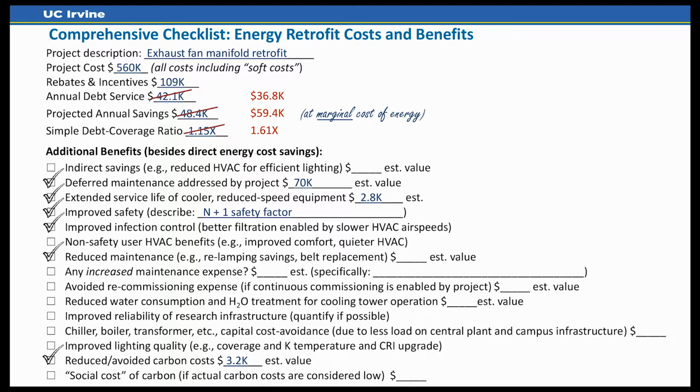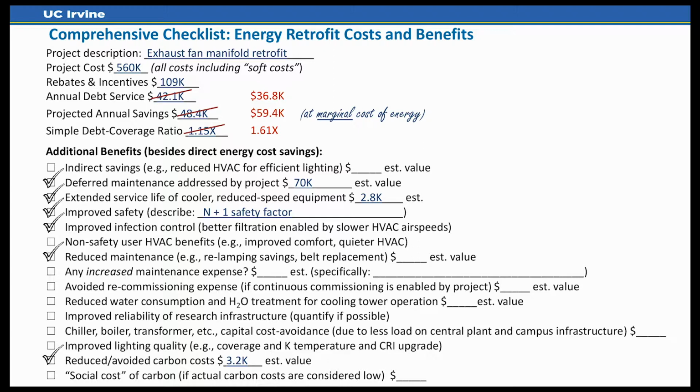A lot of deferred maintenance. Some of these other things, I won't read these for you. Avoided carbon costs at the bottom. So what does this do for the project? This is what it does. The annual debt service went down because I subtracted out the $70,000 that really is deferred maintenance. So we don't have to count that in justifying this as an energy project. This went up because of these factors that we're able to monetize and add into the benefits.